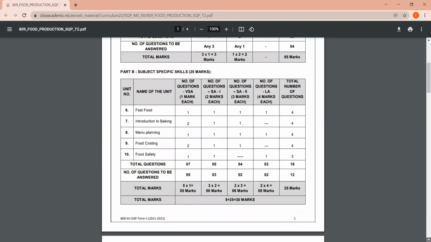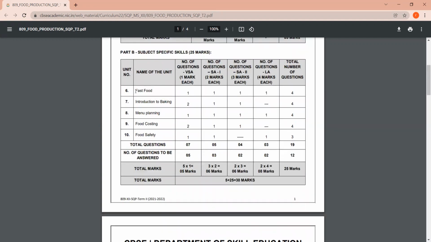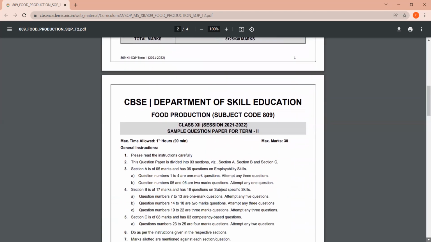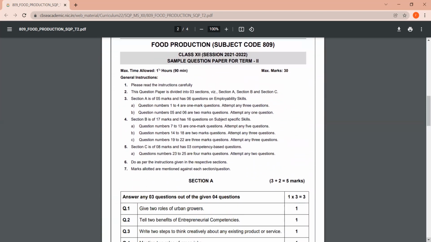Next, after this, we have subject specific skills, wherein we have these chapters as fast food, introduction to banking, menu planning, food costing, and food safety. These 5 chapters are in subject specific skills and they are for 25 marks. That makes it 30, 25 for the subject specific and 5 for the employability skills. Now let us go through the sample paper that's been released.